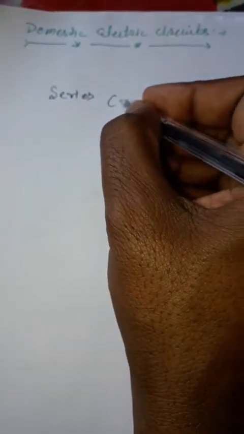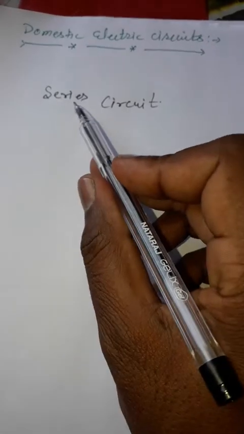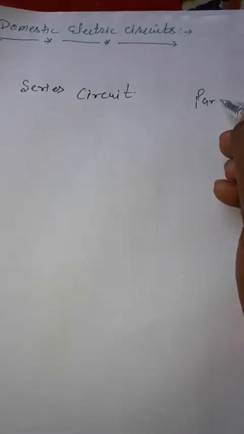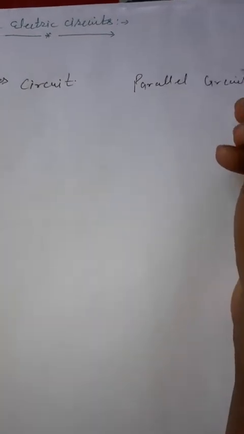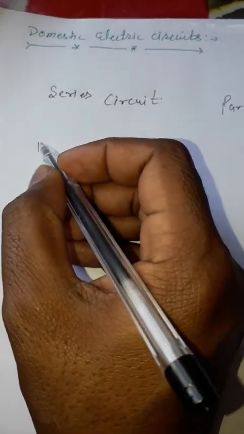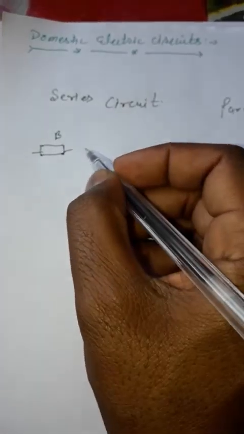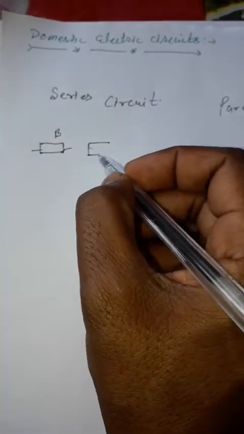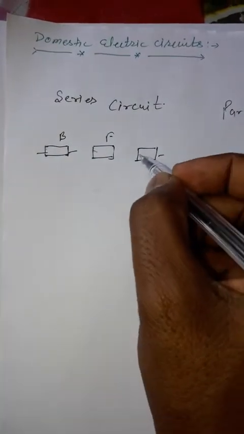As we know, in the previous topic we discussed series and parallel combinations of resistances. So it is clear that when devices are connected together, for example, let there be three devices. The first one is an electric bulb, the second one is a fan, and the third one is an electric motor.